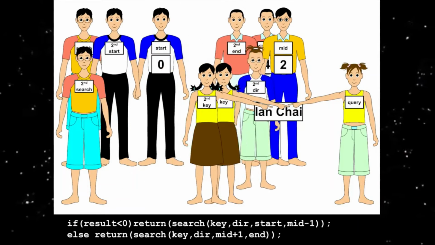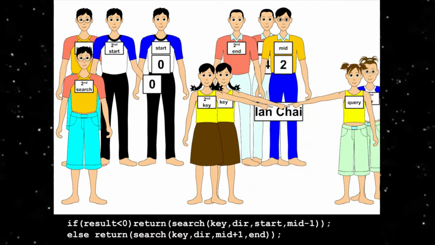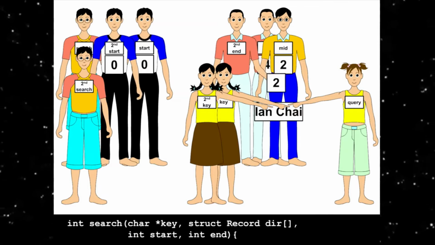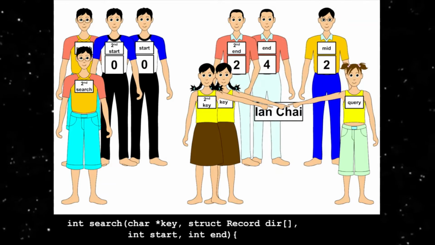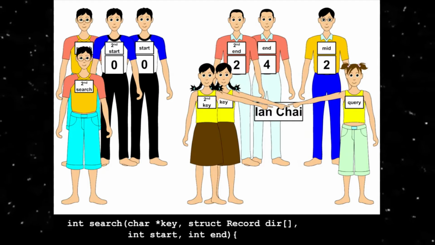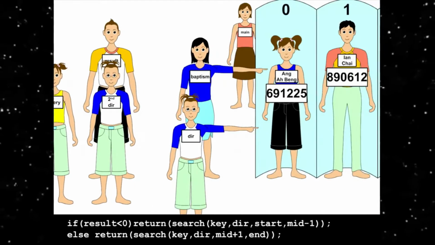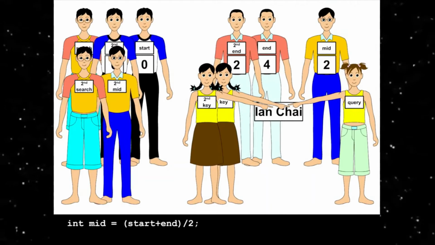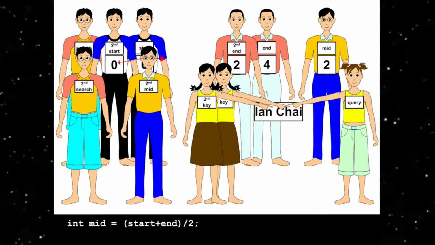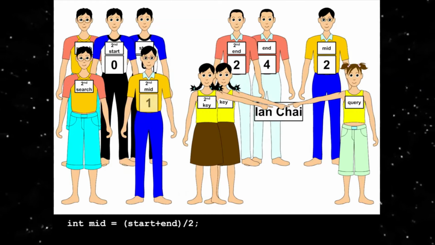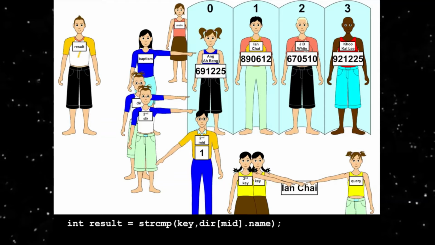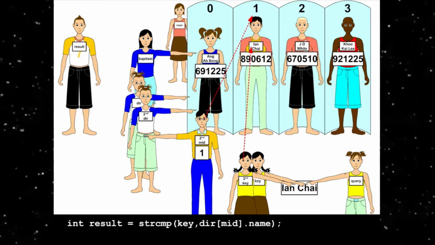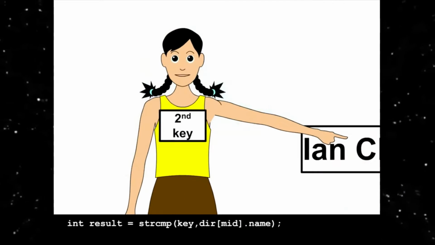This means that in the new bin search, we have the same start, but the new end is mid. This means start gets 0, end gets 2. The new key and dir have the same values as in the first bin search. Mid is equal to 0 plus 2 divided by 2, which is 1. So we compare the name Ian Chai with the data in the location of mid, which is 1, and find that Ian Chai is the same as Ian Chai.